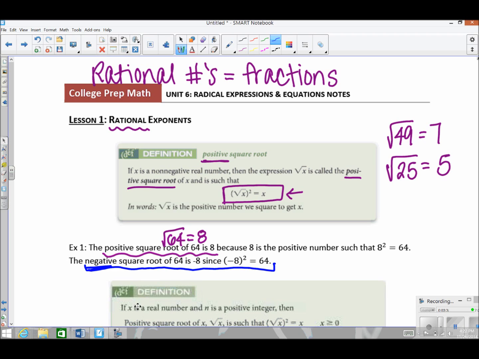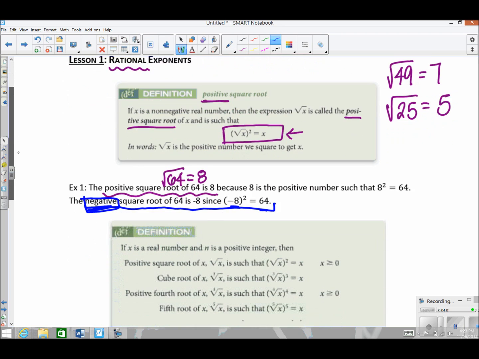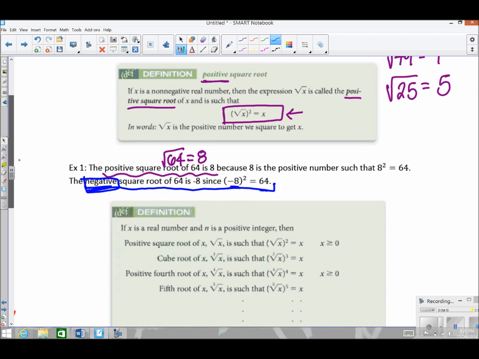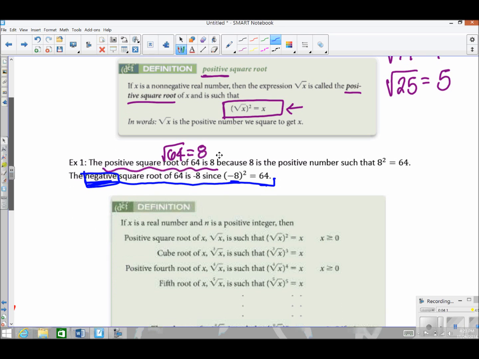Because really, when you square a number, the negatives are going to become positive. So technically, yes, you could say that the answer to the square root of 64 is negative 8, because negative 8 squared is 64. But it would have to specify that we want the negative. Otherwise, we're always just going to assume that this square root symbol means the positive square root. By definition, we're using that square root symbol as the positive number. So what that means is anytime that you take the square root of a number, you should always be getting a positive answer.